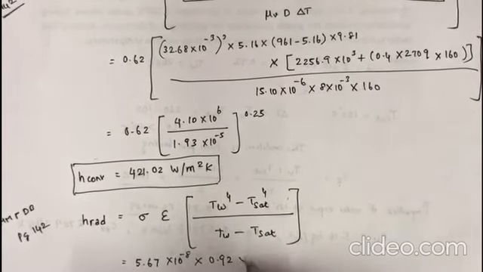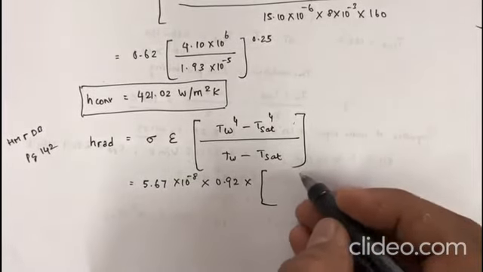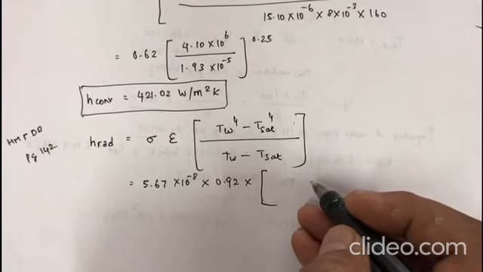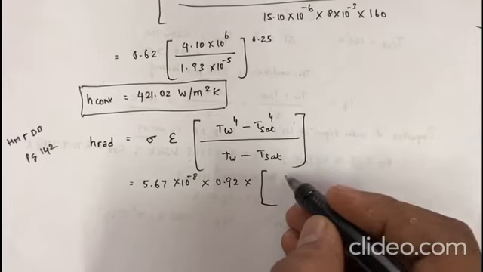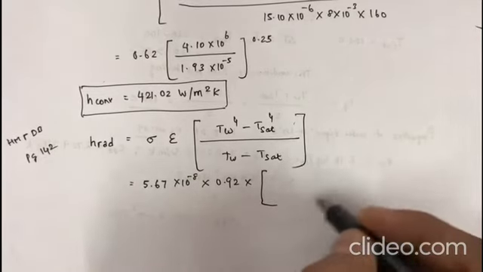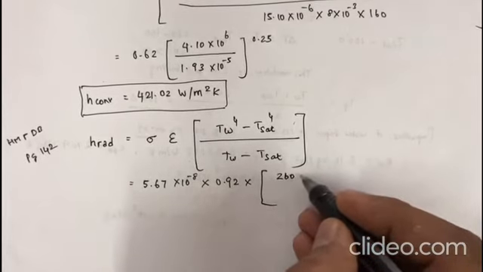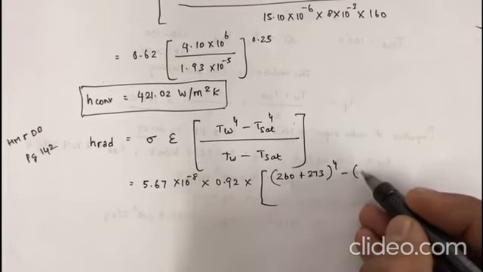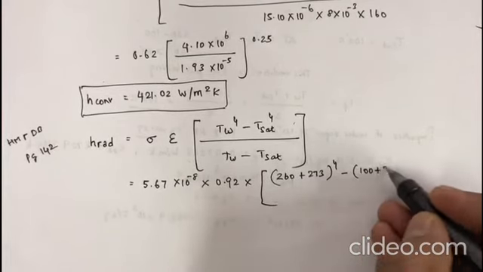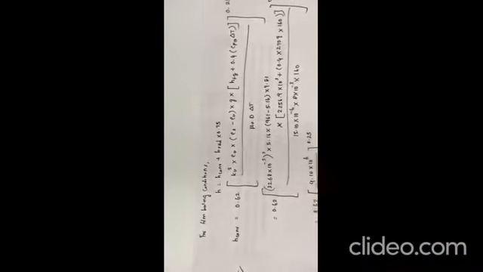Emissivity is 0.92, which is given in the problem. And now, one point here I would like to emphasize is that you have to substitute all the temperatures in Kelvin here, not in Celsius. So 260 plus 273 whole power 4 minus saturation temperature, 100 degrees Celsius, to which you have to add 273 to get Kelvin. You have to substitute these two values, H radiation and H convection, in this equation.